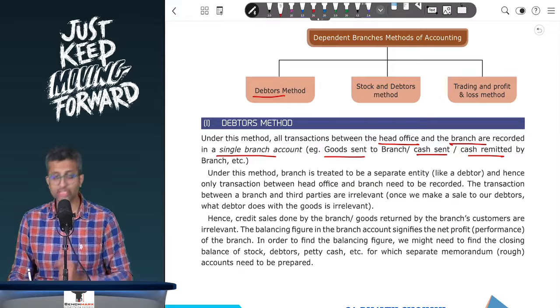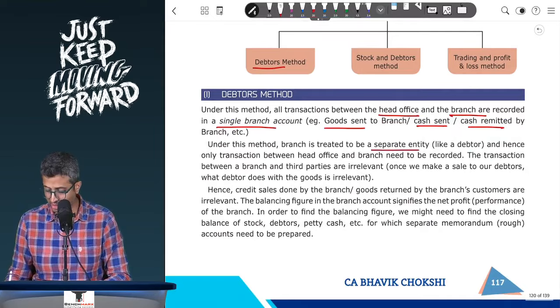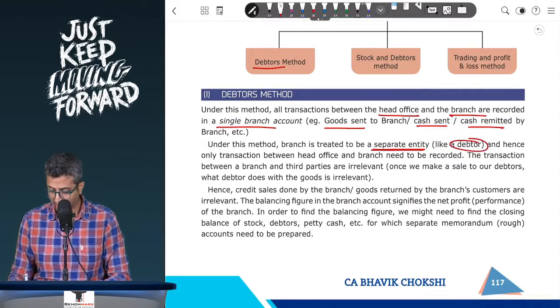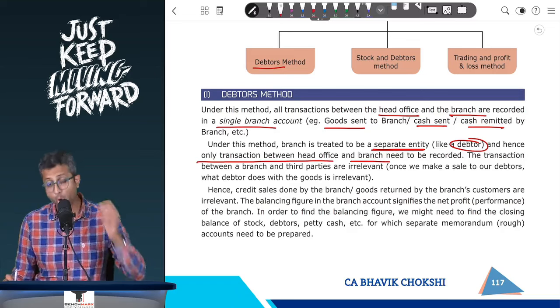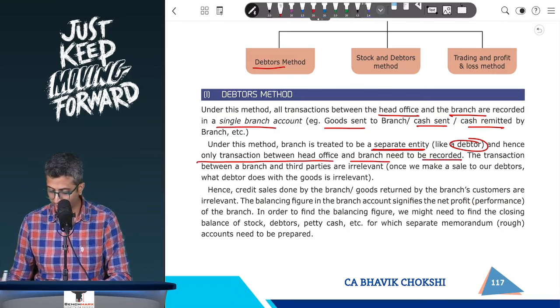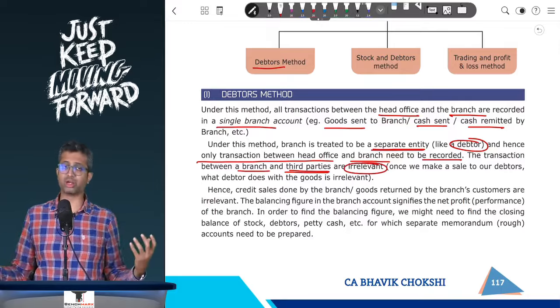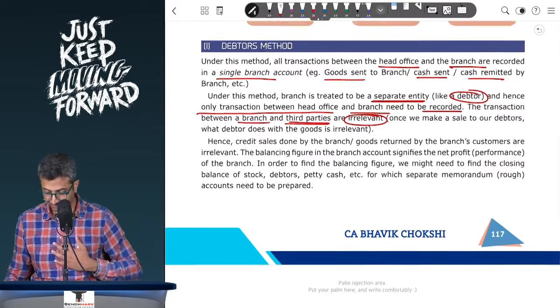All of this is going to be accounted for in a single account. Under this method, branch is treated to be a separate entity like a debtor, and hence only transactions between head office and the branch, or transactions by the head office on behalf of the branch, need to be recorded. The transactions between branch and third parties are irrelevant. Once we make a sale to our debtors, what a debtor does with that is none of our concern.